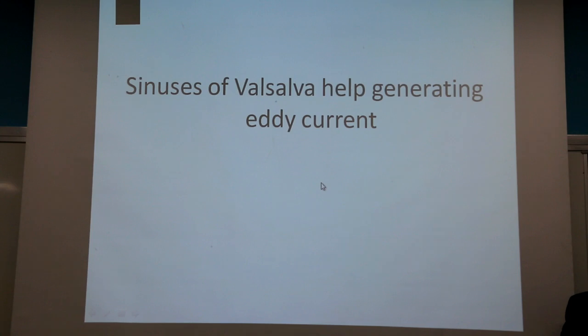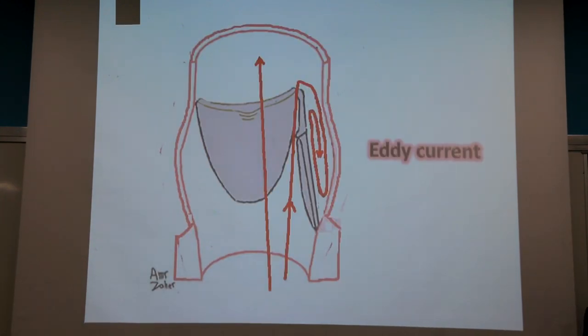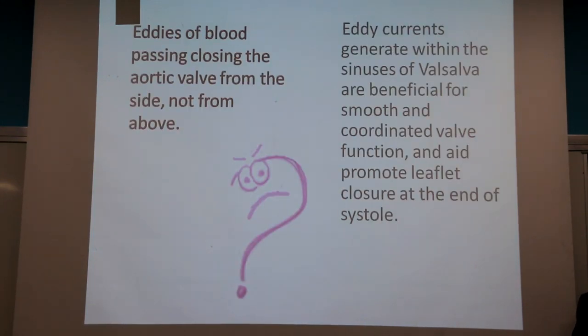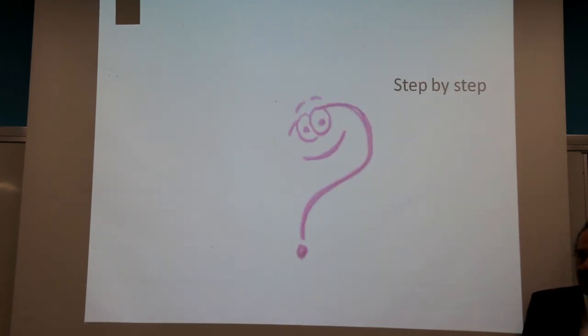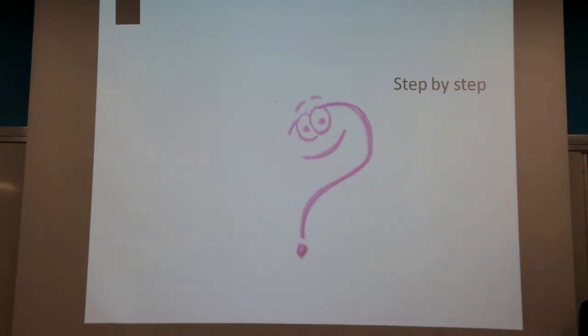Sinus of Valsalva helps generate eddy currents. Here is the eddy current. So what is eddy current? Eddies of blood passing, closing the aortic valve from the side, not from above. Eddy currents generated within the sinus of Valsalva are beneficial for smooth coordinated valve function, and they promote leaflet closure at the end of systole. But what does it mean? So let's go step by step. I'm going to clarify this part.